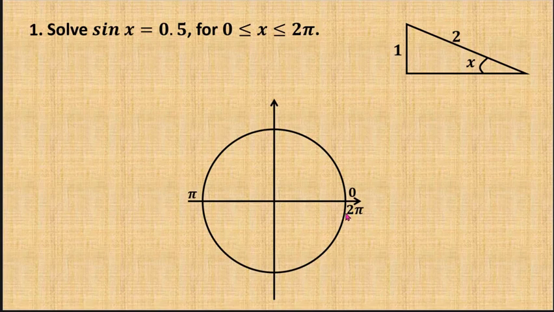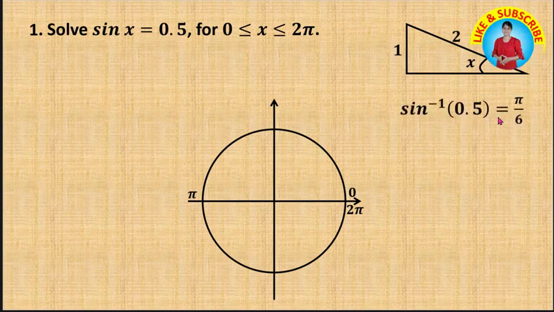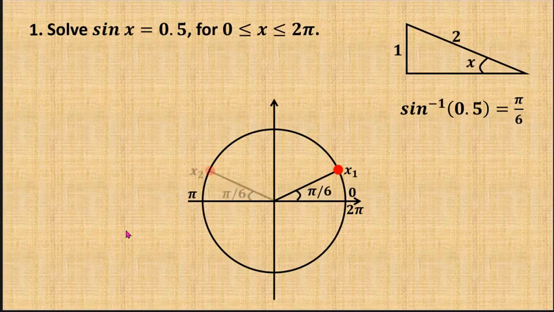To find the values of x, first I'm going to find the basic angle, that is the inverse of sine 0.5, which is equal to pi over 6. Since the value of sine x is positive 0.5, the angles are in the first quadrant and second quadrant. The basic angle is between x and the x-axis.